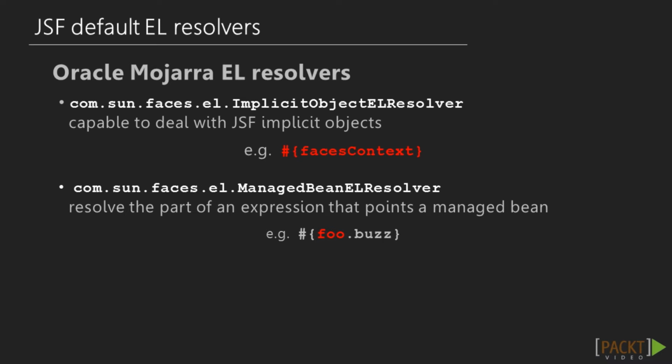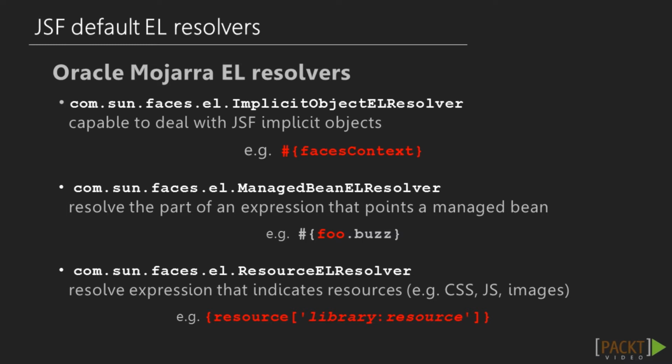Another one is the managed bean EL resolver. As its name suggests, this is responsible for resolving the part of an expression that points to a managed bean. So, in an expression such as foo.buzz, this resolver expects to identify foo as the name of a managed bean. Of course, it doesn't know that, so it has to perform some searches. For example, it can try to find the bean name in request, session, or application scope.